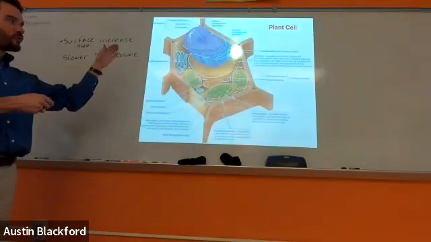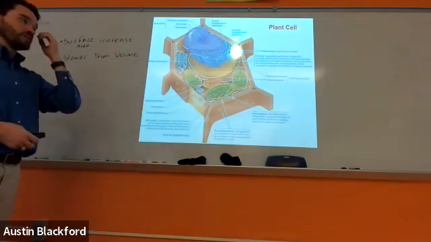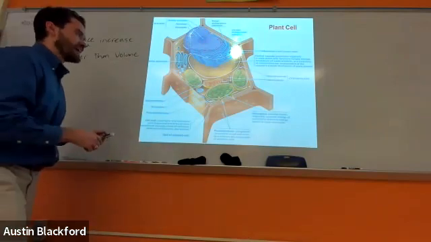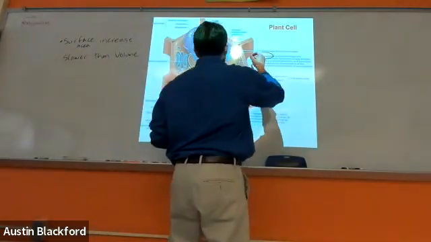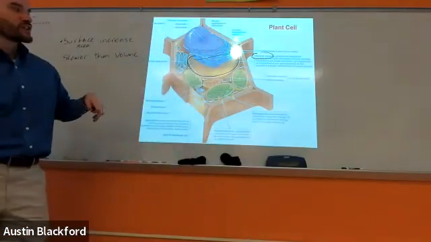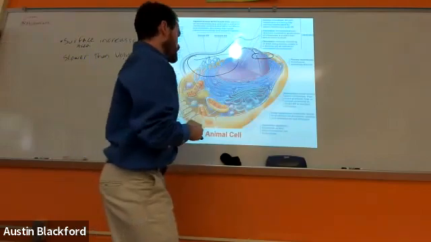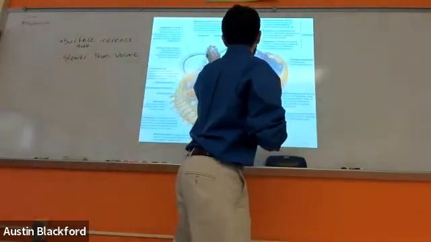Notice all the folds that they have. You need to know the difference between the animal and the plant cell. Notice how the plant cell has one giant central vacuole, whereas animal cells don't have one giant central vacuole. They have multiple smaller vacuoles. I don't even know if they show a vacuole in the animal cell.